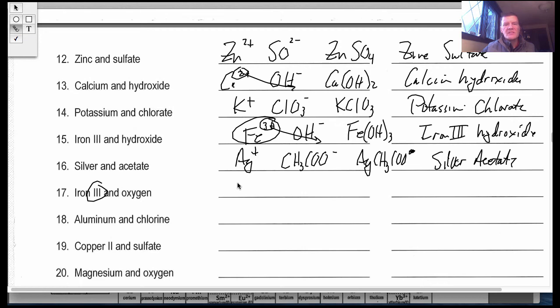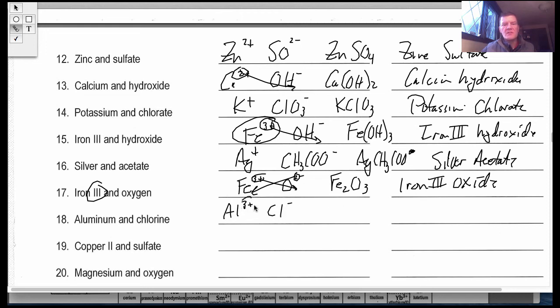Iron 3, it's telling me exactly which one I'm using. 3+, and oxygen is a 2 negative, so I'm going to need 3 oxygens, 2 irons. Iron 3 oxide. Aluminum +3, and chlorine, so -1, so you need 3 chloride ions. Aluminum chloride.